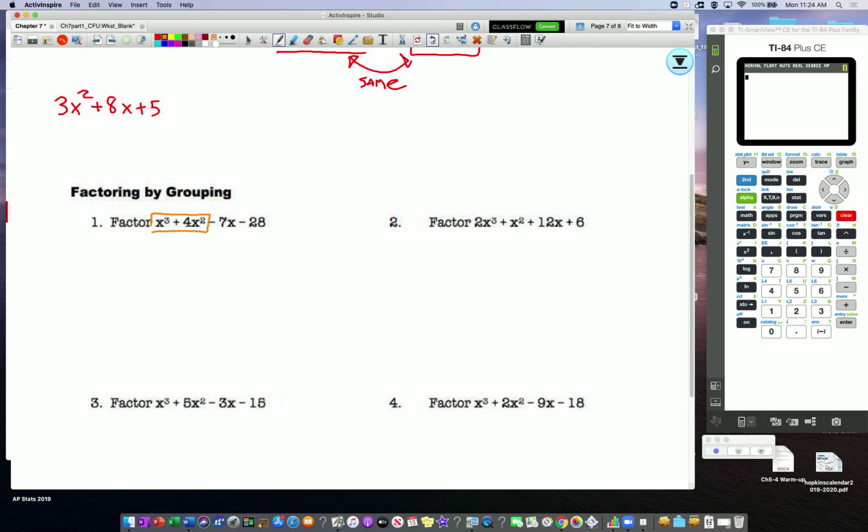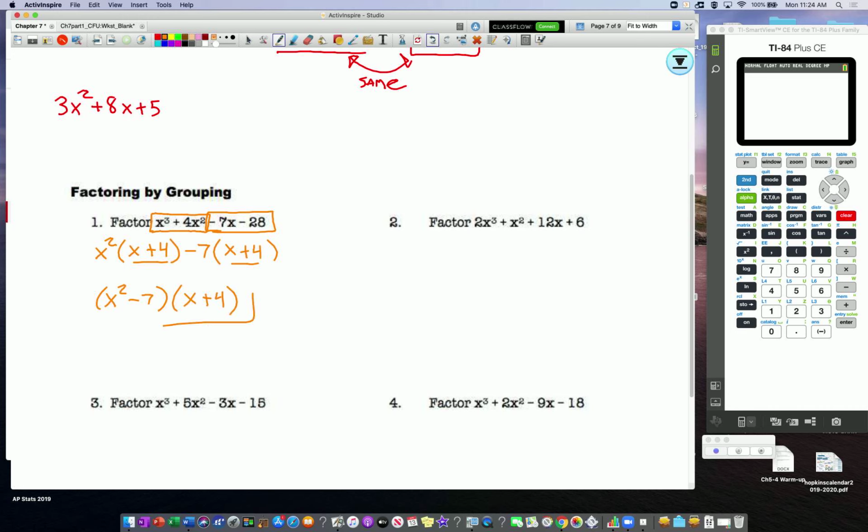So group the first 2 terms together. Factor out what they have in common. They have x squared in common. We're left with x plus 4. Do the same thing with the last terms. Negative 7x minus 28. They have a minus 7 in common. Always factor out that negative. You're left with x plus 4. When you do this right, these two should be exactly the same. If they're not, check your math. So now combine the outsides as your first set of factors, x squared minus 7, sets of x plus 4.